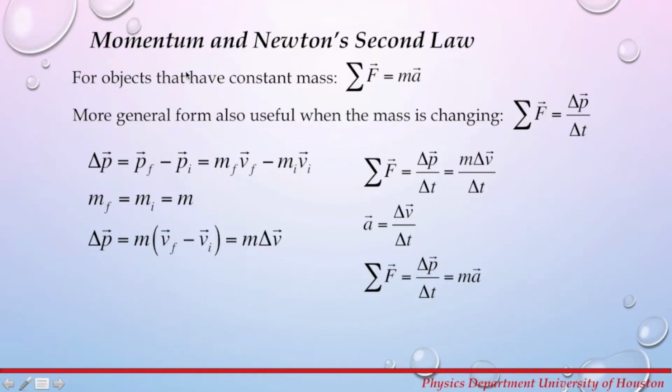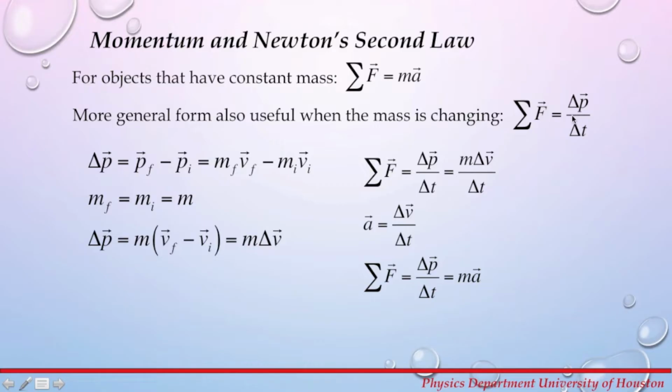Now we will talk about the momentum and Newton's second law. A couple of weeks ago, we introduced Newton's second law, which states that the sum of all forces acting on an object is equal to the mass of that object times the acceleration of the object. This equation is valid only for objects that have a constant mass. The most general version of this law, which holds even if the mass is changing, is given by this expression.